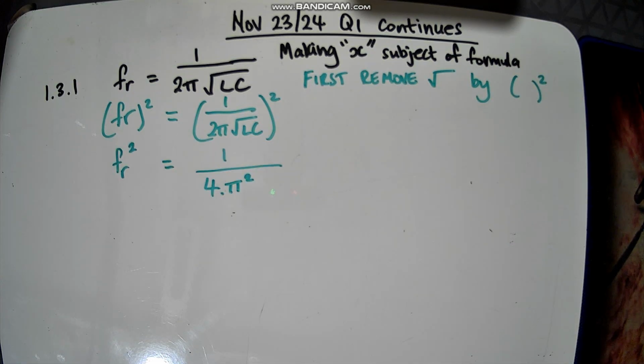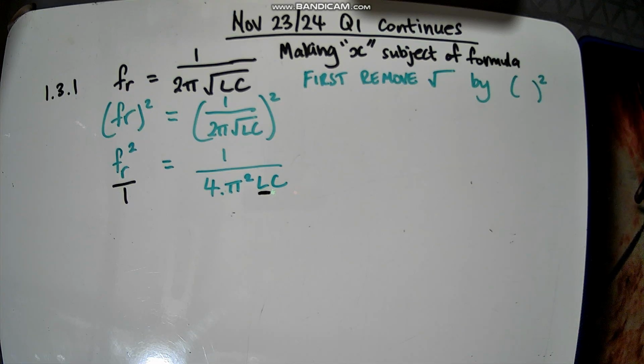So it'll become F squared is equal to 1 squared. 1 squared is still 1. The 2 becomes 4. 2 times 2 is 4. And pi squared. And then obviously the LC will have no square root over it. Now notice that F squared on the left hand side is over 1.